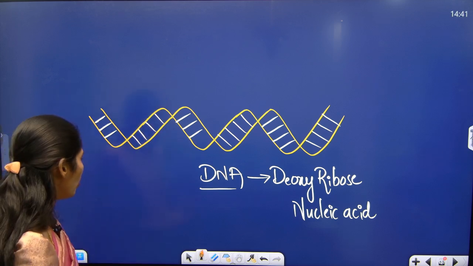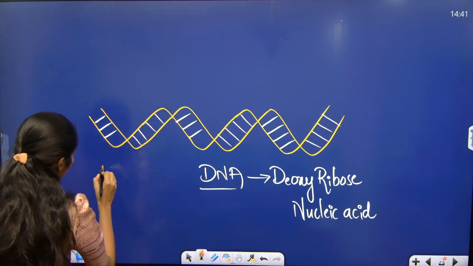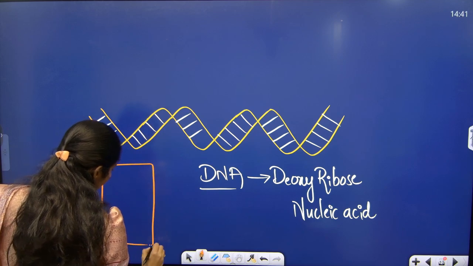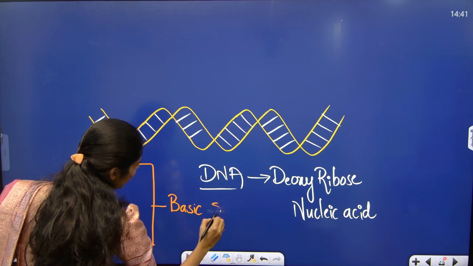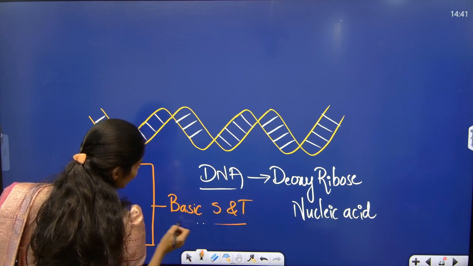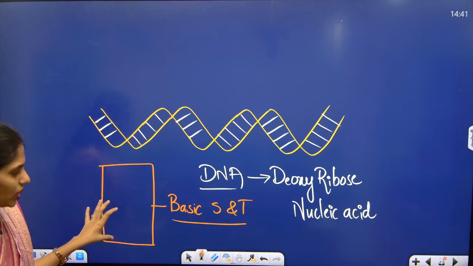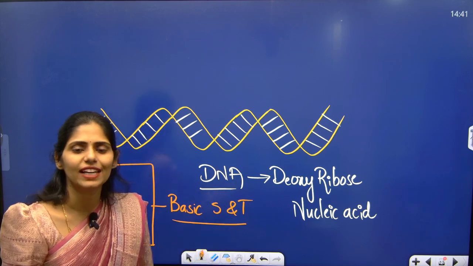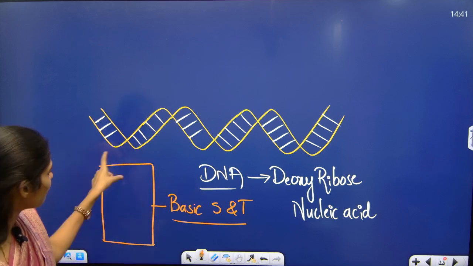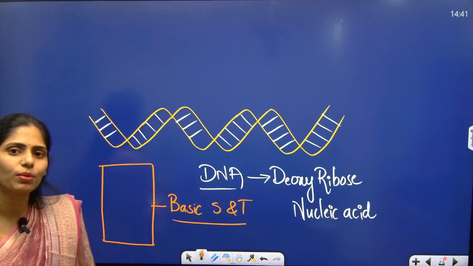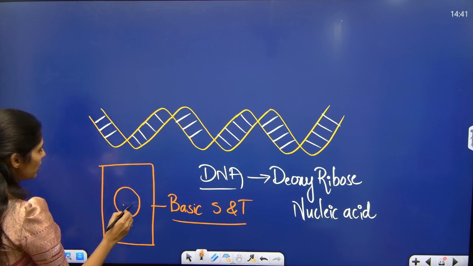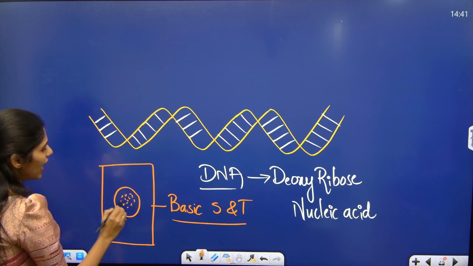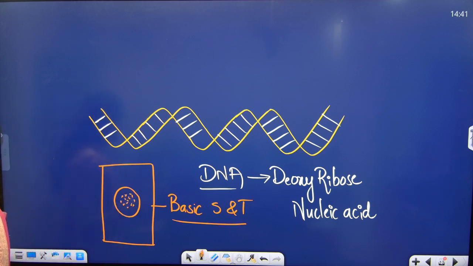So as you all know, we have the cell. Cell is the basic structural and functional unit of an organism. In this cell, we have a liquid called cytoplasm, and the cell is covered by a membrane called the plasma membrane, and inside the cell we have a nucleus. In this nucleus, we will be having our genetic material, right?